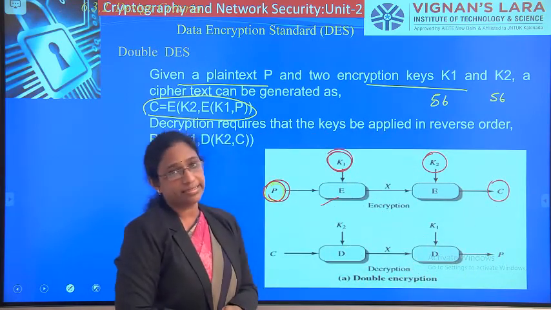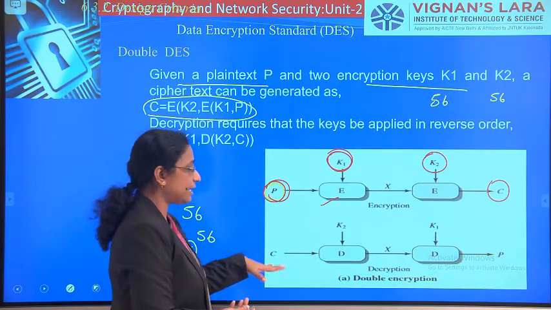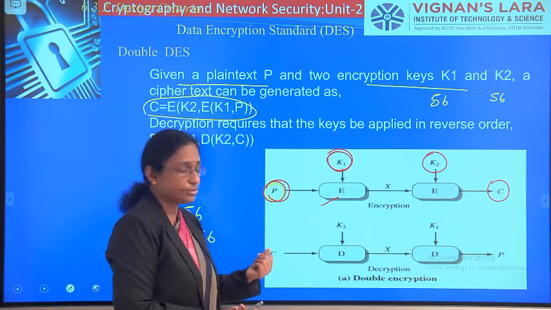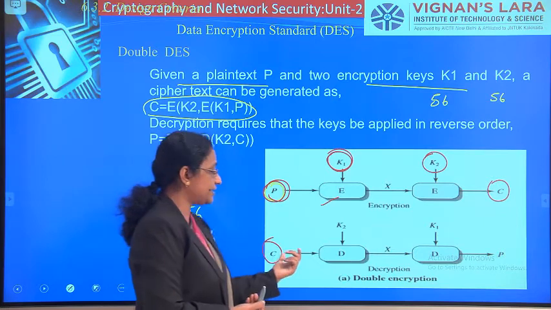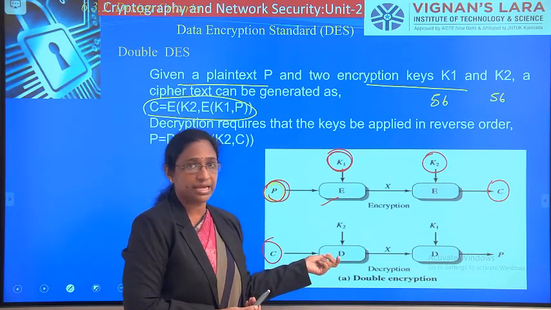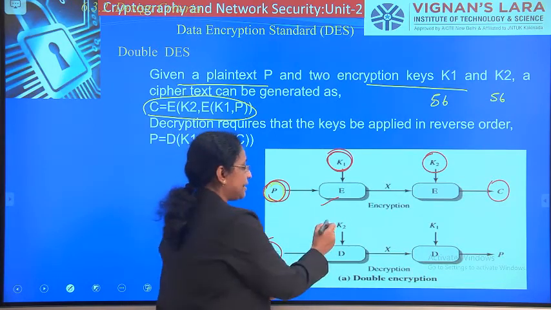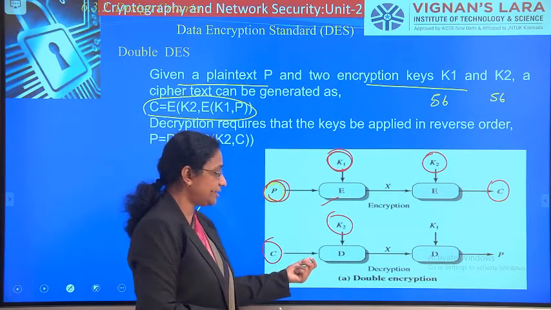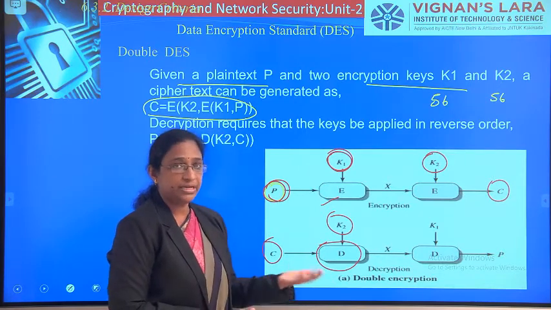The final ciphertext is sent to the receiver. Coming to the decryption, the receiver has to take the ciphertext, and the ciphertext is decrypted by using the reverse DES cipher. I am using the key K2, and the ciphertext is first decrypted by using the reverse cipher.